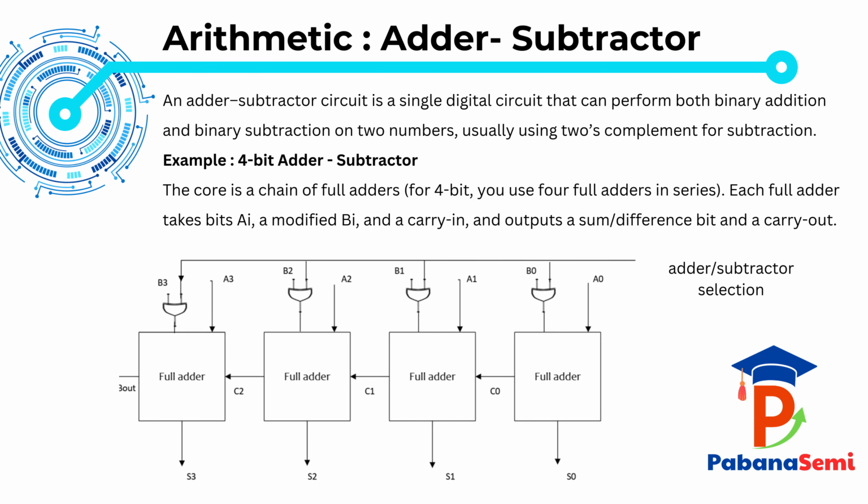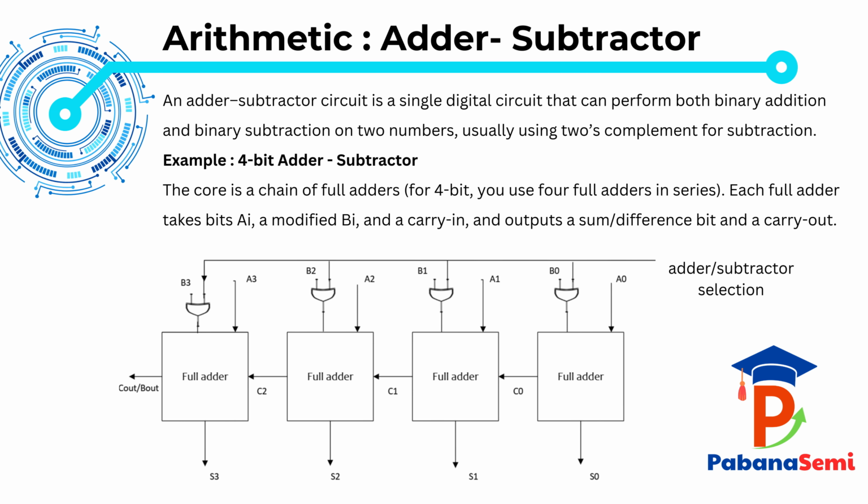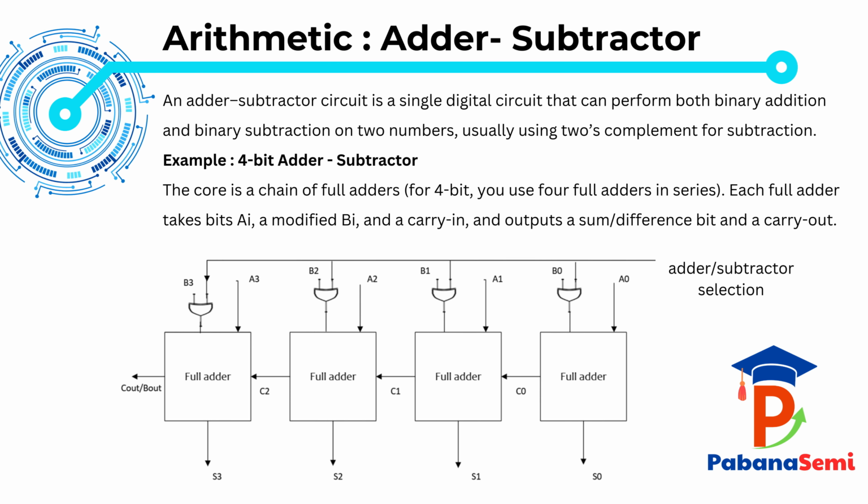Now let's understand the adder-subtractor circuit. An adder-subtractor is a single digital block that can perform both addition and subtraction on two binary numbers, typically using 2's complement for subtraction. In this 4-bit example, the core is a chain of 4 full adders connected in series. Each full adder takes 1 bit of A, a modified version of B, and a carry-in, then produces a sum or difference bit and a carry-out to the next stage.